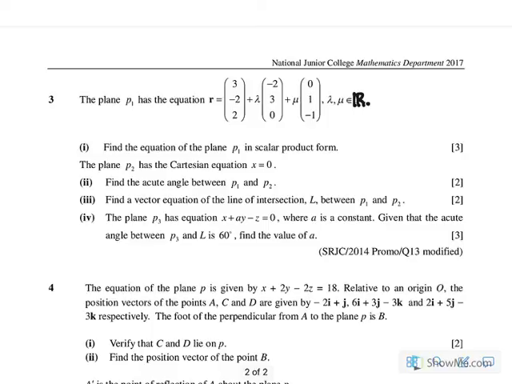So for question 3, we need to find the equation. The first one, we have the equation. Remember, this is in the parametric form, right? So we want to find the equation of the plane in the scalar product form.